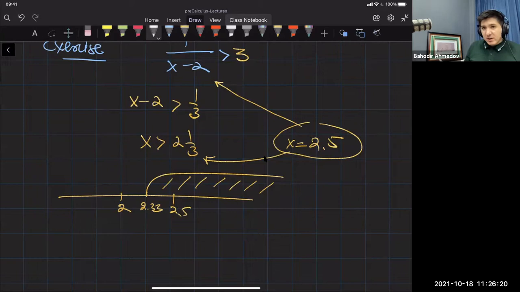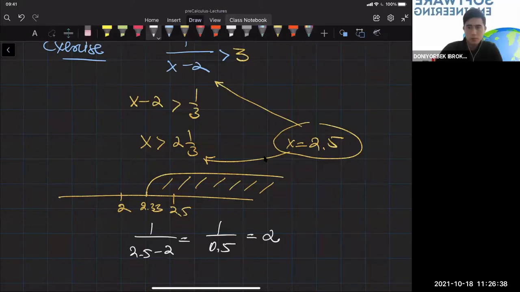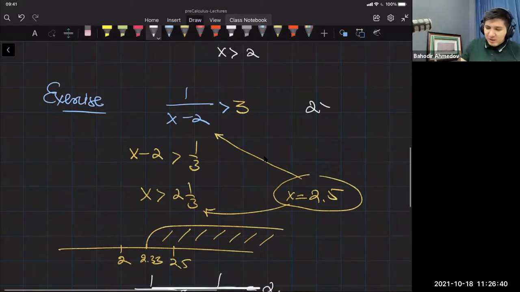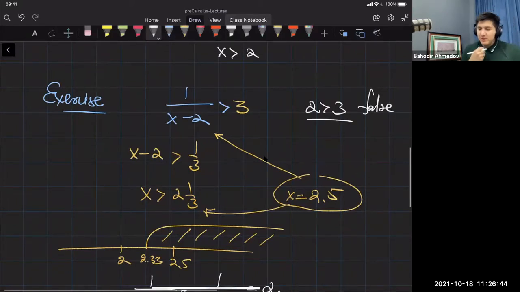If I substitute 2.5, what will I get? 1 divided by 2.5 minus 2. It is 1 divided by 0.5. It's the reciprocal of 1 over 2. What's the reciprocal of 1 over 2? It's 2, yes. So I've got the expression that 2 is greater than 3, which is false. Okay. Where's the mistake?